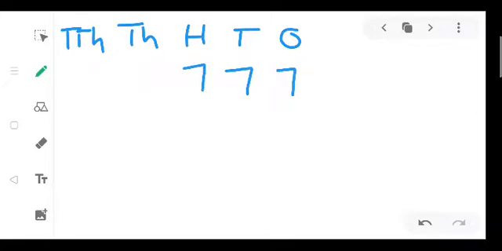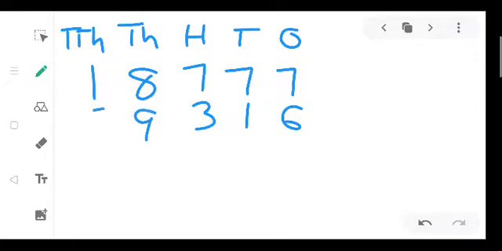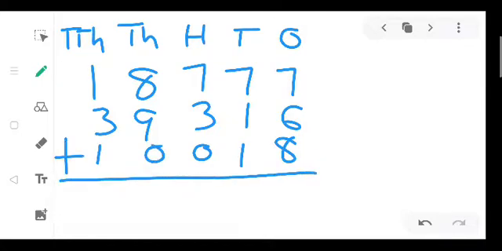Start writing from the very right side. Ones place firstly 7, tens place 7, 100 place 7, 1000 place 8, 10,000 place 1. Now under this 6, 1, 3, 9, 3, and 10,000 place 1, and now we have to add it. Now we have to find its sum. I have told you earlier also, the answer of an addition sum is called sum.